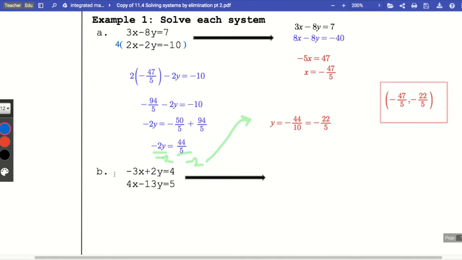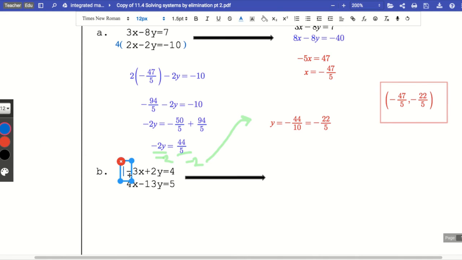So let's go ahead and do that. Again, I'm multiplying this equation by 4. I'm going to multiply this equation by 3. And notice that I didn't choose the negative 3 because I don't want to subtract this time. This time I actually do want to add, just because adding is a little bit cleaner.